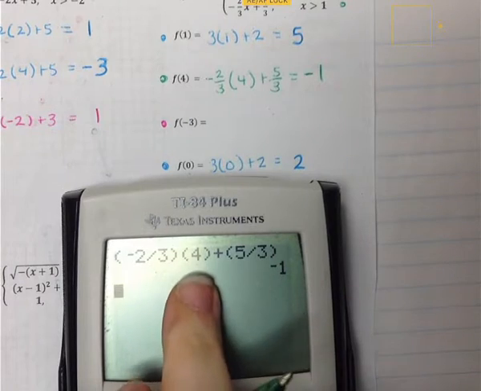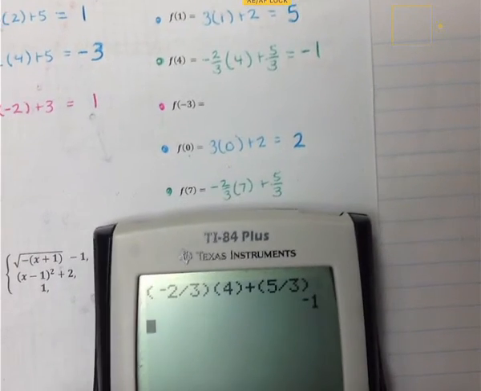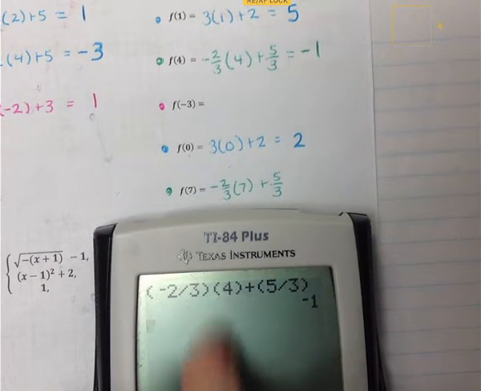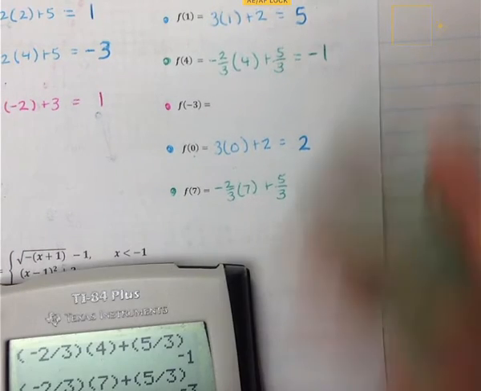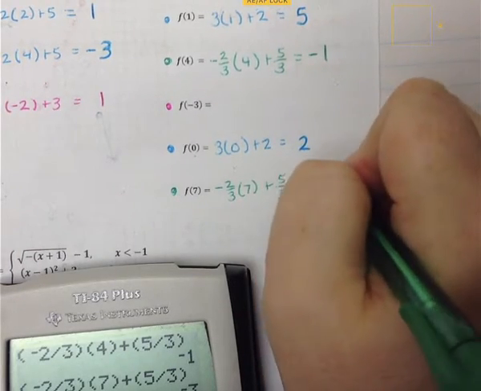Now I'm actually going to keep this in here because for the next green one, I just have to change my 4 to be a 7. So I can press second enter and it brings that same thing back up. I'm going to change that 4 to be the 7. I'm just going to type 7 over top of it and then press enter. That'll give me a negative 3. So this is equal to a negative 3.